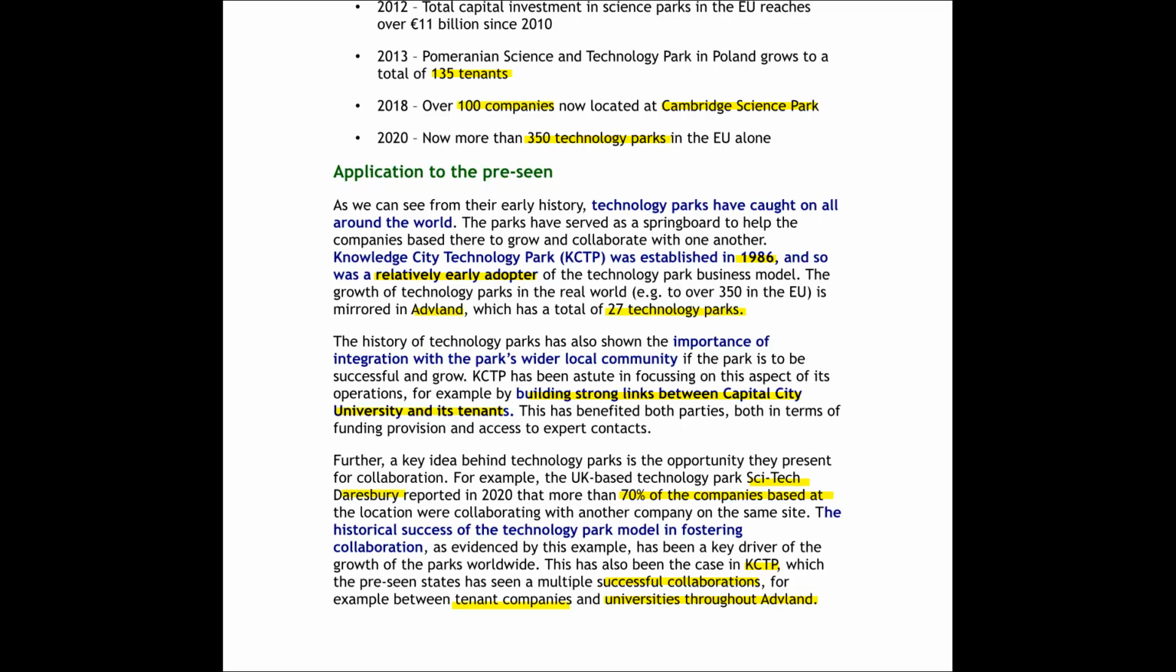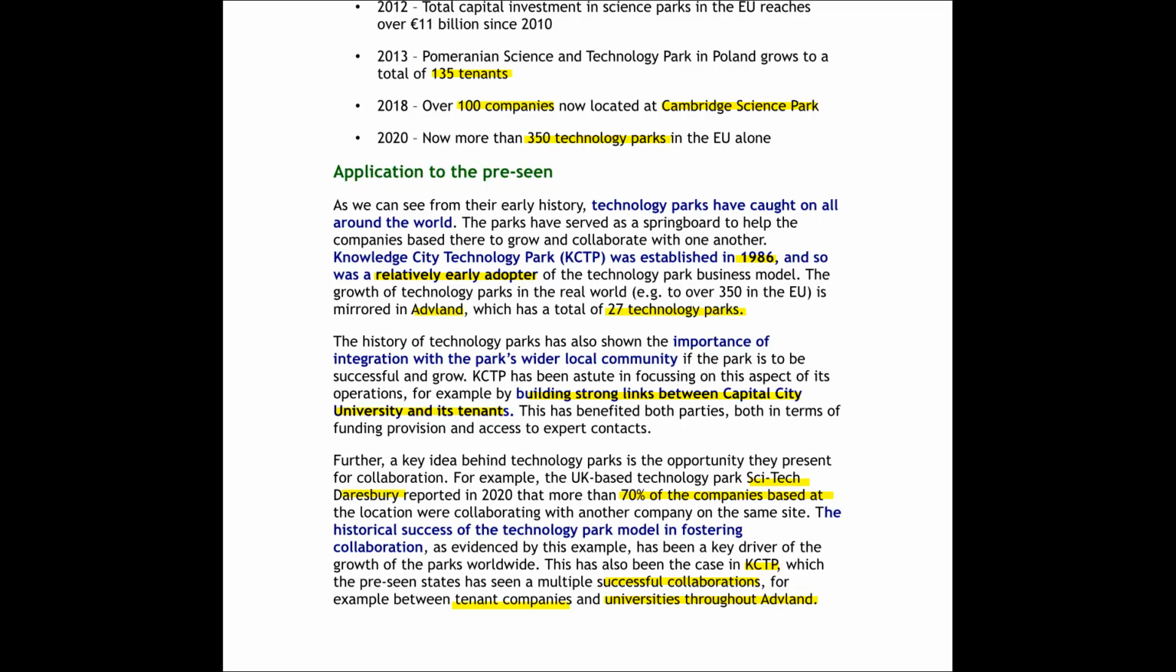And this again can be down to this idea of networking at the park that I've discussed earlier. That is to say, perhaps a member of academic staff at Capital City University knows a member of another university within Adverland that might be interested in research that they've heard about going on at Knowledge City Technology Park. So by these degrees of separation, a person that knows somebody else, collaboration can occur through the networking that is fostered and encouraged at these technology parks.